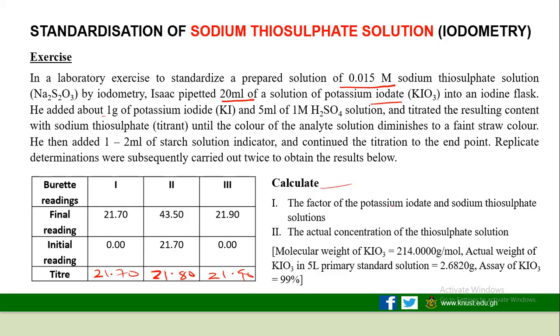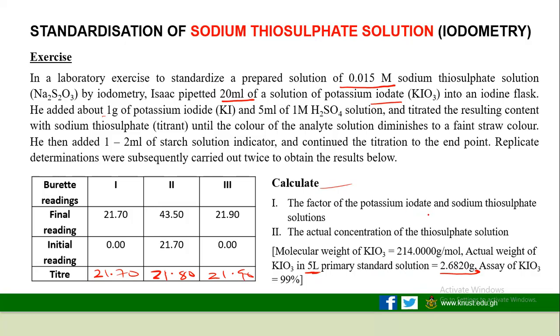We are asked to calculate the factor of potassium iodide. Now, the potassium iodide is the primary standard. We all know this is how we calculate the primary standard. It is the actual weight over the expected weight. Now, we are not doing the experiment, so they give us the actual weight here, which corresponds to the 5 liters of primary standard solution, right? So this is the actual one that we weighed in the lab, right? Now, for the expected one, we'll get it from our equivalent calculation, right?